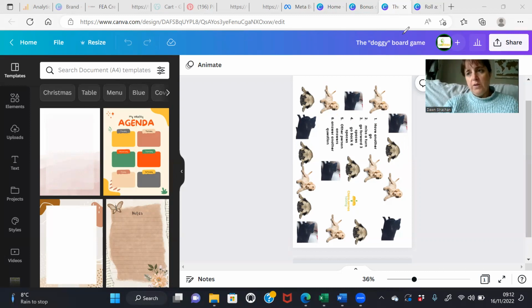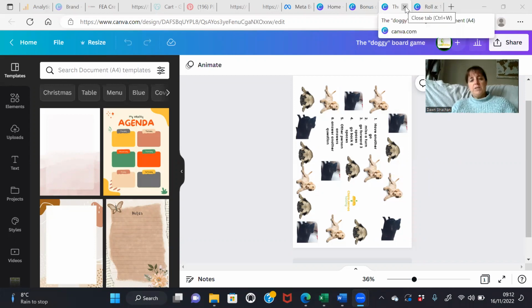It's a game that we've used probably since day one of the tutoring, and it's one that always goes down quite well. So rather than doing the dotty board game, I just thought I'd tweak it a bit and make it the doggy board game. So that's another activity that's in there.